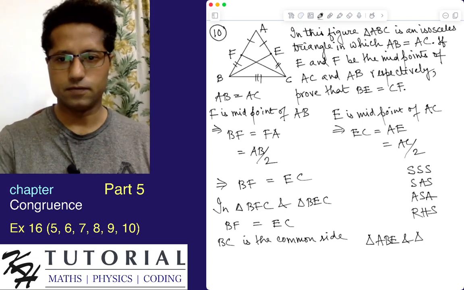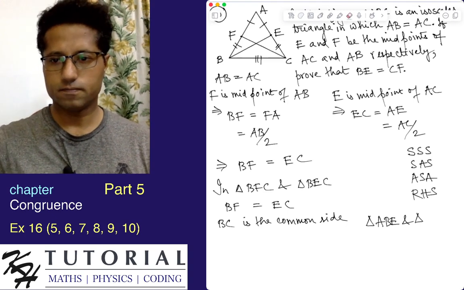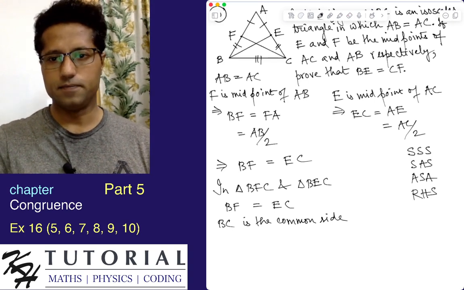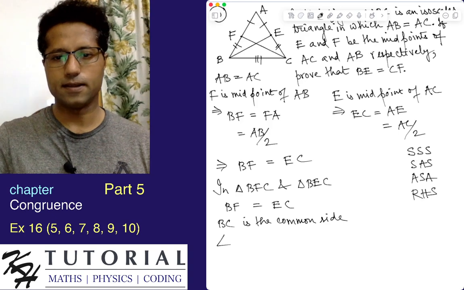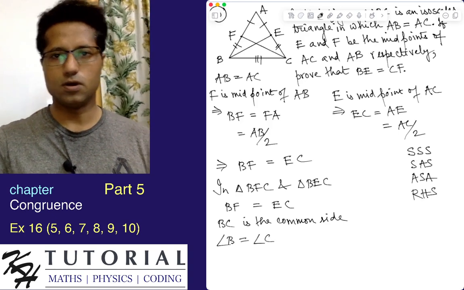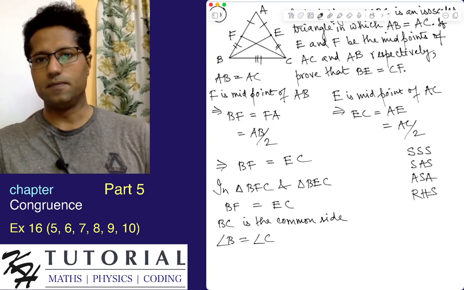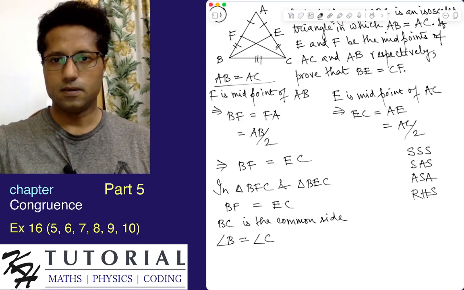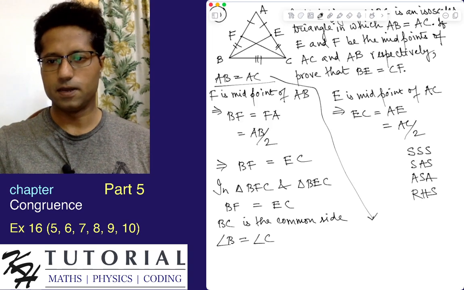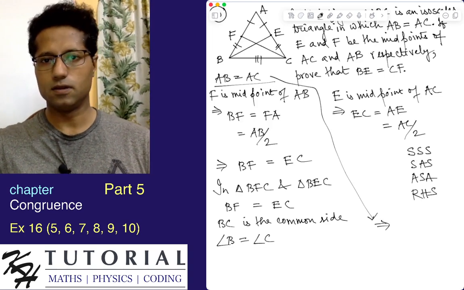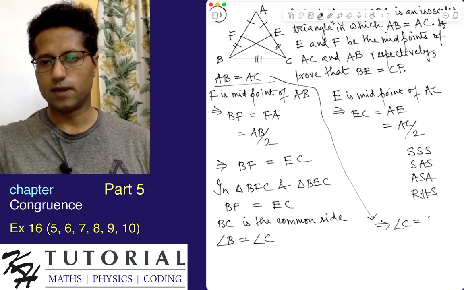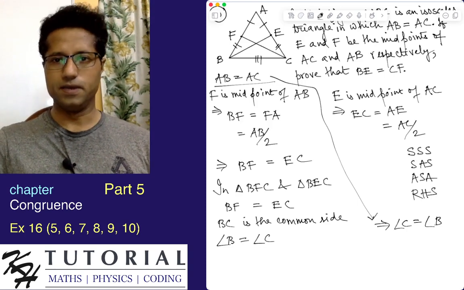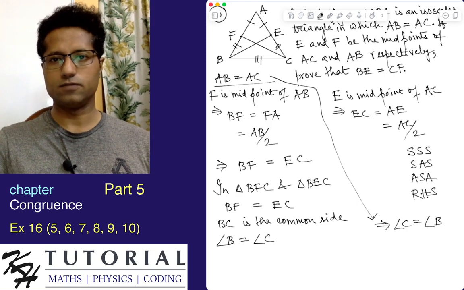Okay, sorry, yes, we can. We also have, in triangle BFC and triangle BEC, angle B is equal to angle C, because in triangle ABC it is given AB is equal to AC. That will imply that the opposite angles are equal, that is, angle C is equal to angle B. And we can see that angle B is also an angle of the triangle BFC, and angle C is an angle of the triangle BEC.